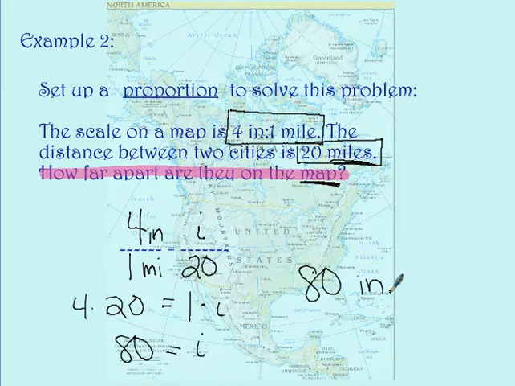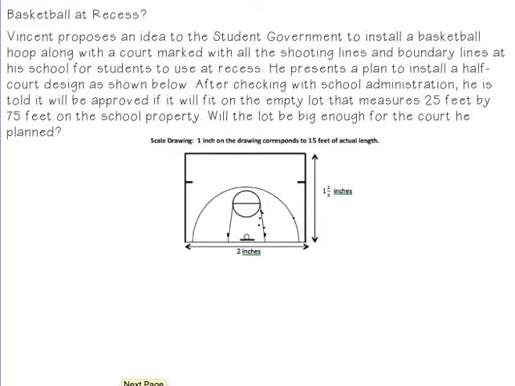So far, this is pretty straightforward stuff that we've worked on before, so I'm going through it a little bit more quickly. Now we're coming into a more difficult problem. We have Vincent who's trying to get a basketball court approved at his school, and he needs to follow some guidelines that the administration gave him. So let's take a look at this. All this information in the beginning is just setting up the story problem. There's nothing important until we get to about here. All of this up here is background.